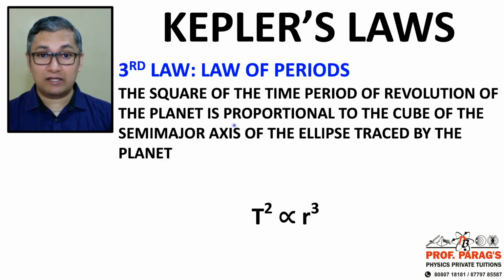What Kepler is saying in the third law is that it is also valid for an elliptical orbit. So for circular as well as elliptical orbits, both of them, you can use T square is proportional to R cube. That is nothing but Kepler's third law. Now we will solve a few numericals. Theory is done for today. Let's begin with the numericals.